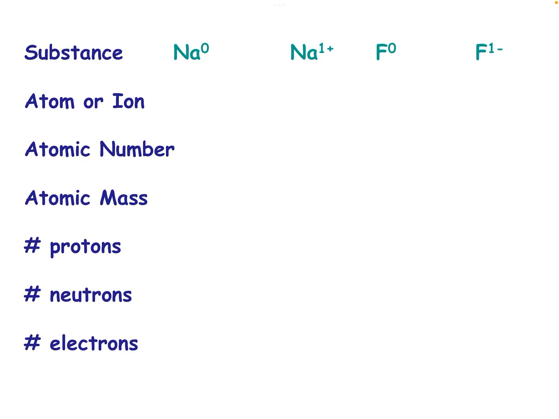So we have these 4 different substances. If you see a superscript of a 0, that means it's an atom, neutral. If you see a superscript with a charge, which by the way, if it would be a 1, you generally don't see it written. You generally just see Na plus instead of +1, F minus instead of -1. So anyways, if you've got a positive or negative charge, you're an ion.